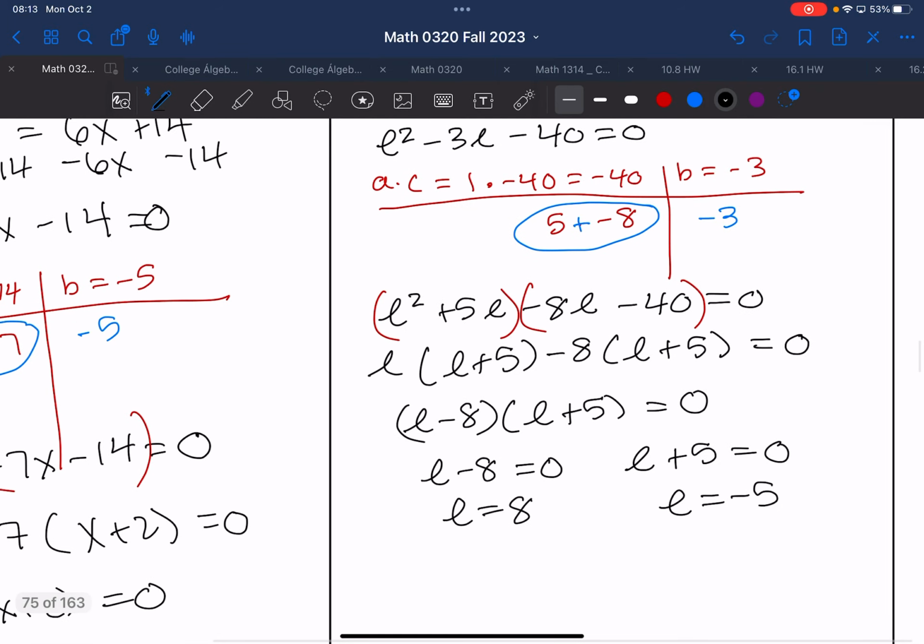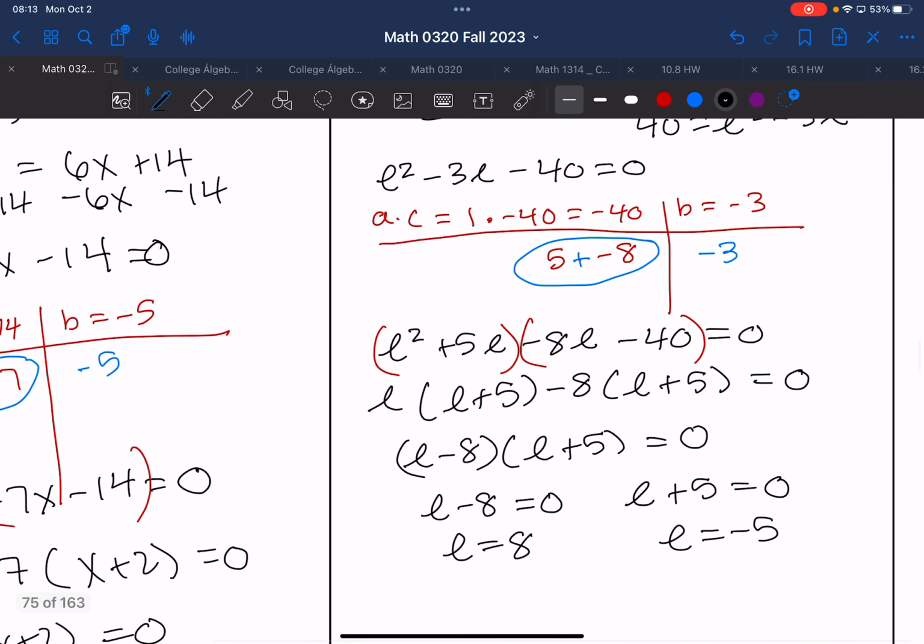Okay? Since we are talking about a real-world problem that's dealing with the length of an object, which one of these answers do I know right away is not going to work? Negative 5. Why? You can't have negative length. Good, you can't have negative length. So that means the only possible answer here is when length is equal to 8.